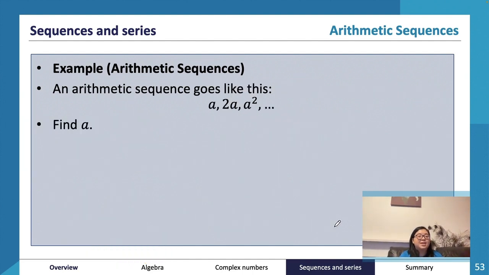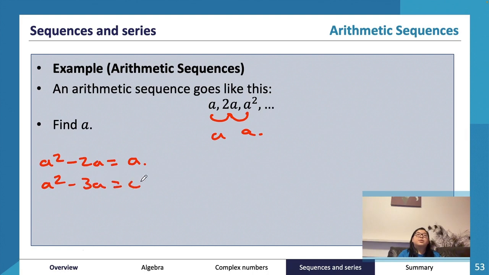Alright. Okay, so if we have an arithmetic sequence which goes like this, i.e. we have a, then 2a, then a squared, right? So we have this and this and this. So we know that the difference between these two is a, and the difference between these two should still be a, right? So therefore we can say a squared minus 2a is actually going to be equivalent to a. That's because we know that the difference should be the same. So a squared minus 3a is going to be equal to 0.